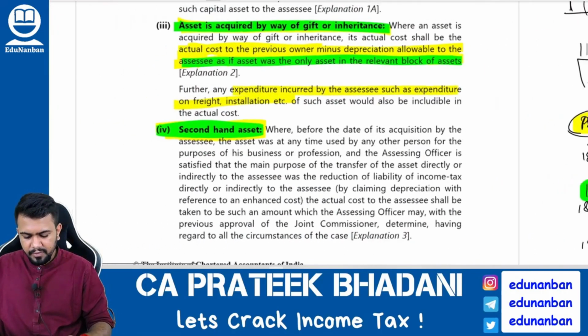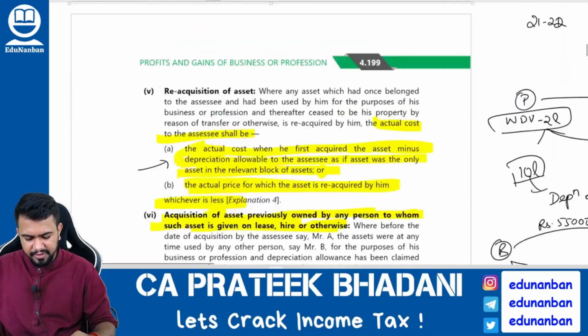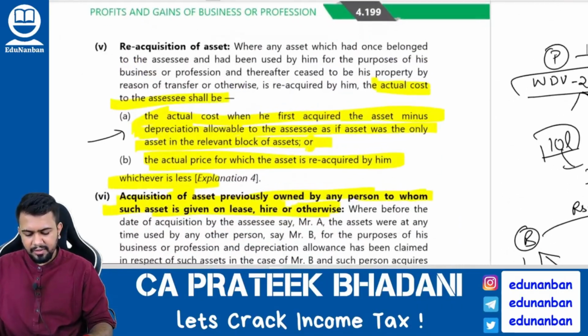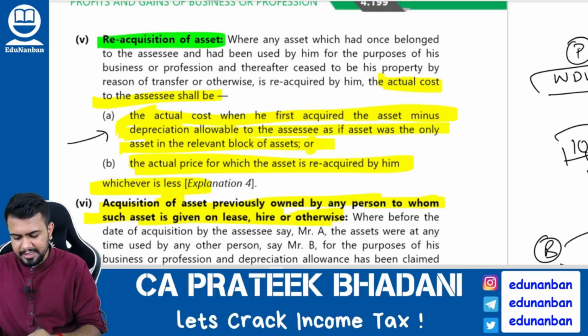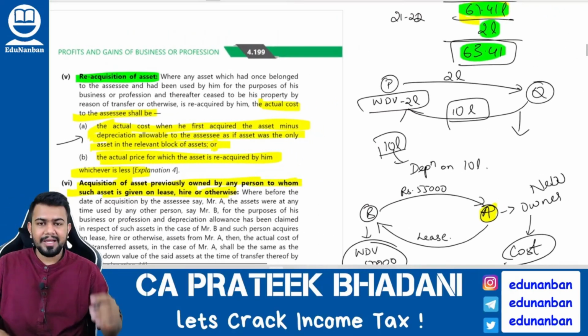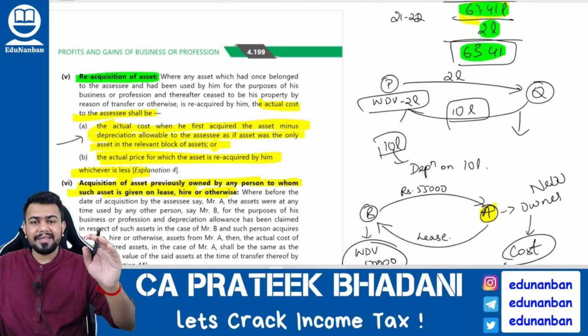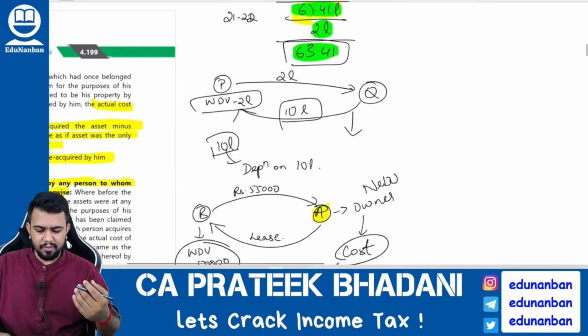Okay, so the assessing officer has the power, with the permission of the joint commissioner. Now let us see reacquisition of asset. Reacquisition of asset means what? I am selling my own asset and then buying it back from the person to whom I sold it.